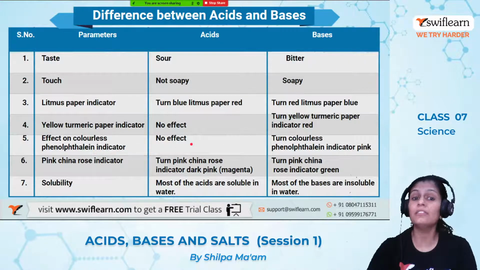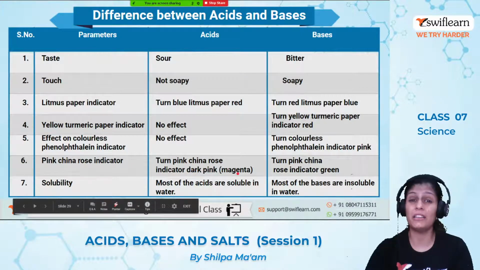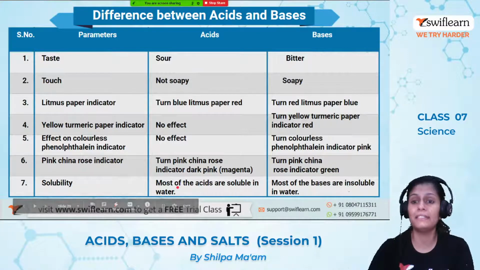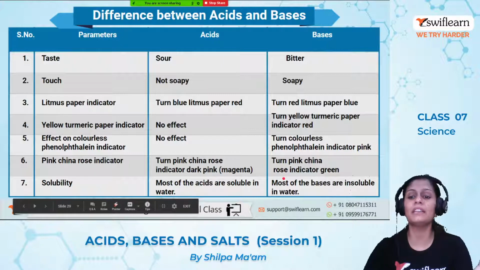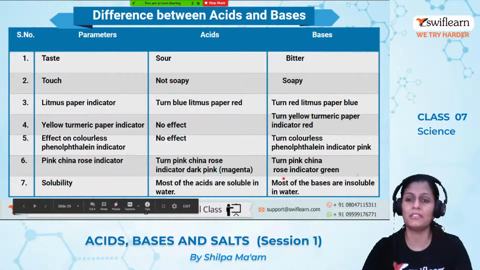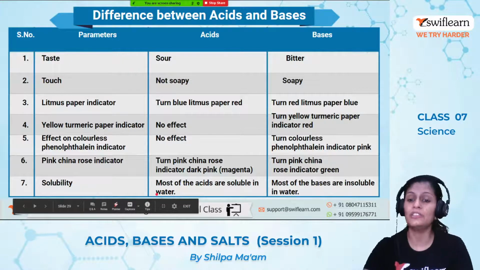Phenolphthalein indicator: in acids it has no effect, but in a base it changes to pink color. Pink China rose indicator turns magenta, a dark pink color, in acids, and in bases it changes to green. Normally, most acids are soluble in water. Most bases are insoluble in water, though some bases are soluble. And some acids are insoluble in water.